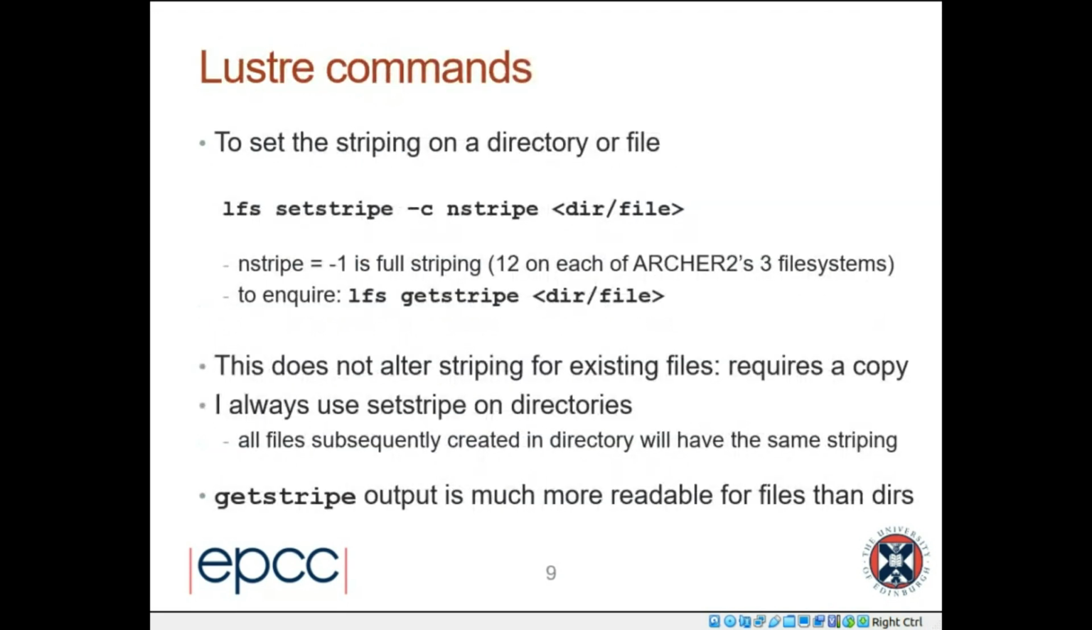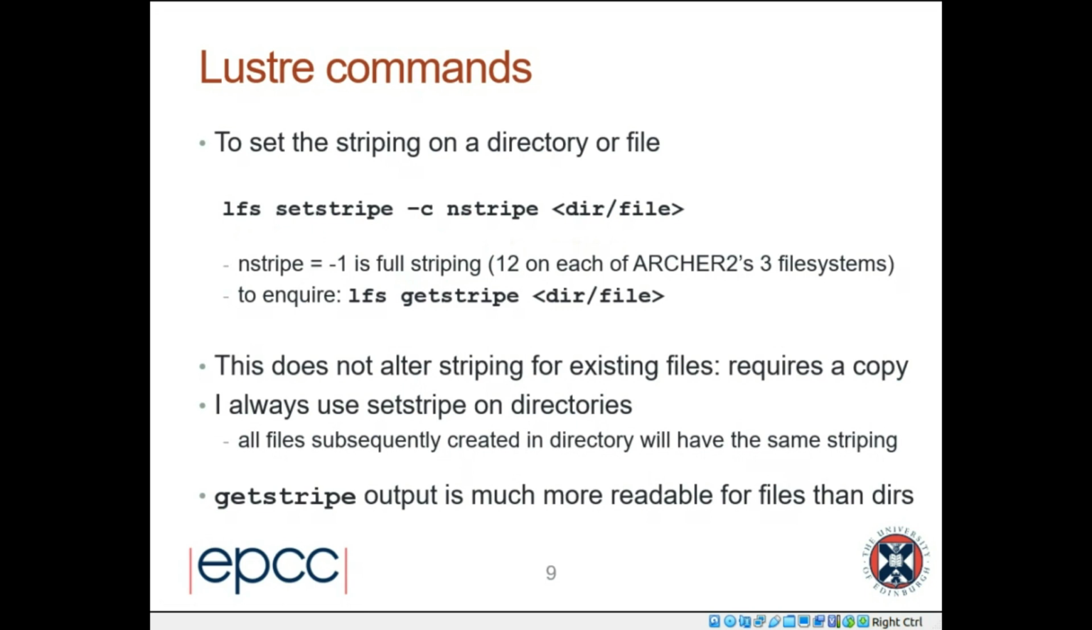Well, the easiest thing to do is a very simple command, and I find it much easier to set the striping on a directory. You can do it on a directory or a file, but it's much easier on a directory. It's lfs setstripe, then the stripe count with -c, and then the directory or file. If you say a stripe count of -1, it gets full striping. So if I want to do parallel I/O, I create an output directory called results, and I do lfs setstripe -c -1 results. That will mean that files subsequently created in that directory will be striped across multiple disks. It doesn't alter the striping for existing files; that requires a copy.